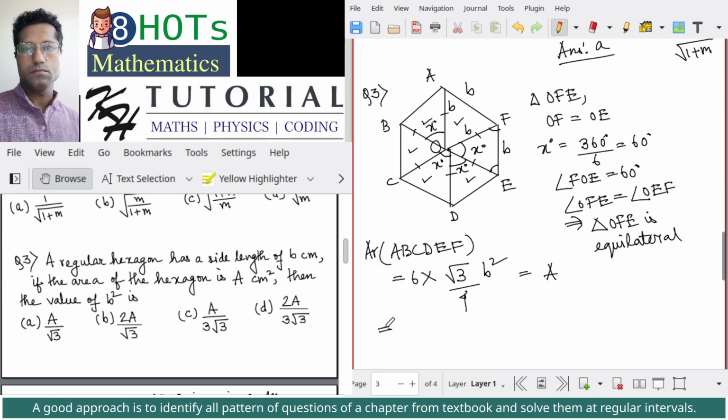So now if we simplify a little bit, on the left hand side we have 3 root over 3 B square by 2 is equal to A. This implies B square is equal to twice of A divided by 3 root 3. So the correct answer is choice D.